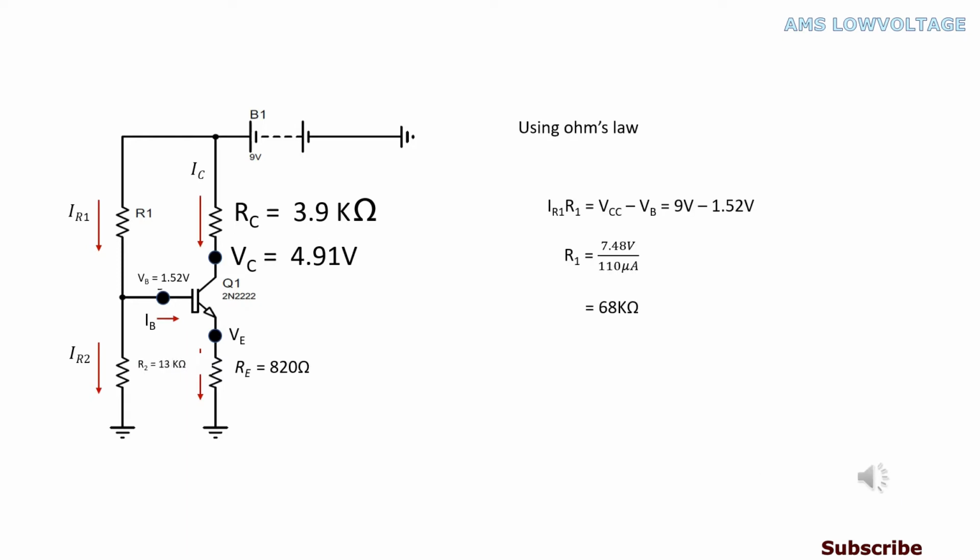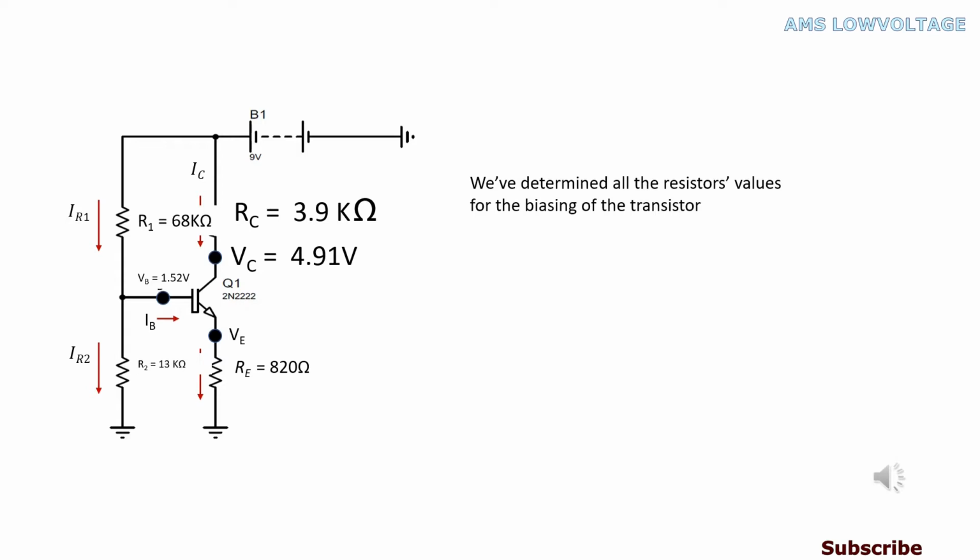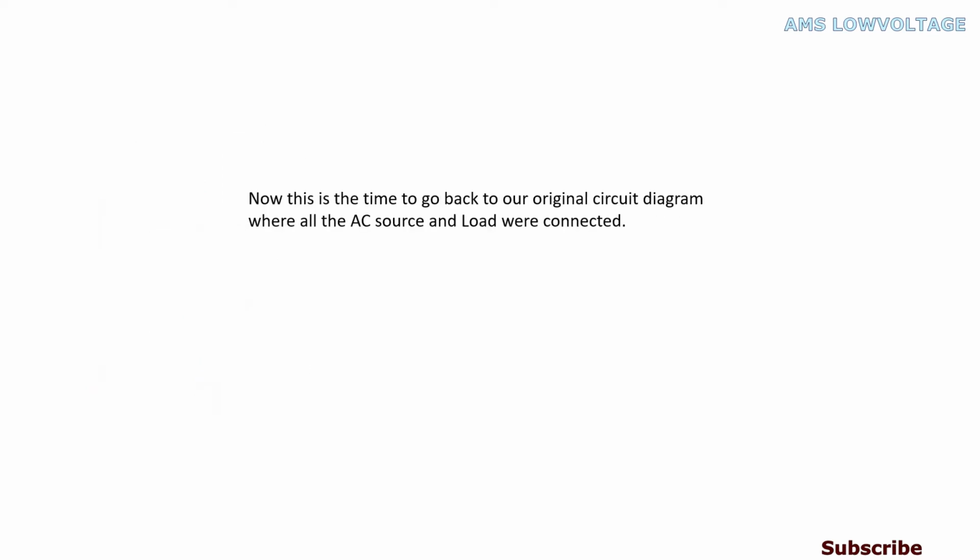Again, using Ohm's law, IR1 times R1 equals VCC minus VB. After rearranging and putting in the values, we've got R1 equal to 68 kilo ohms. We've determined all the resistor values for the biasing of the transistor. Now this is the time to go back to our original circuit diagram where all the AC sources and loads were connected.